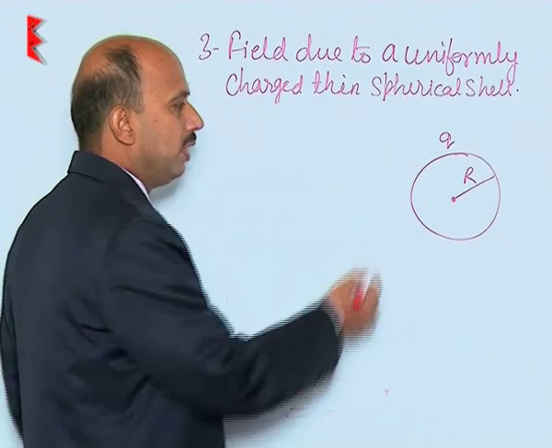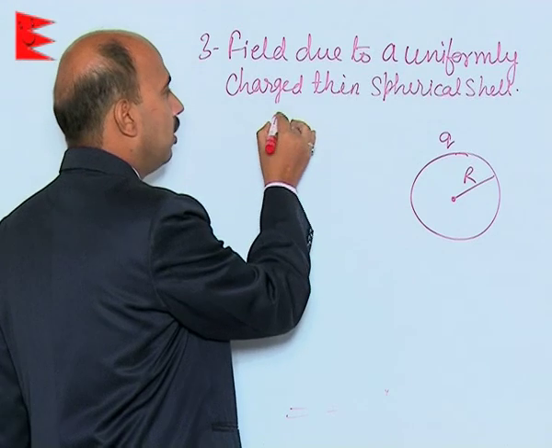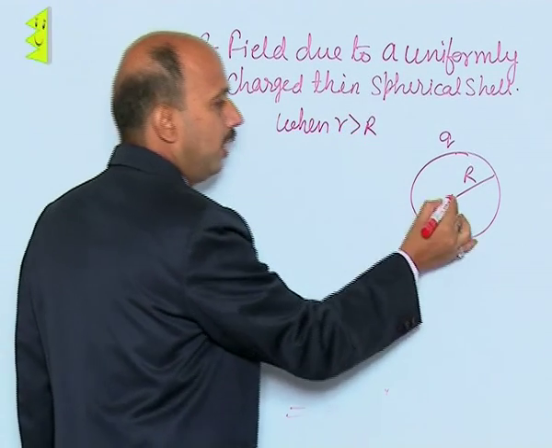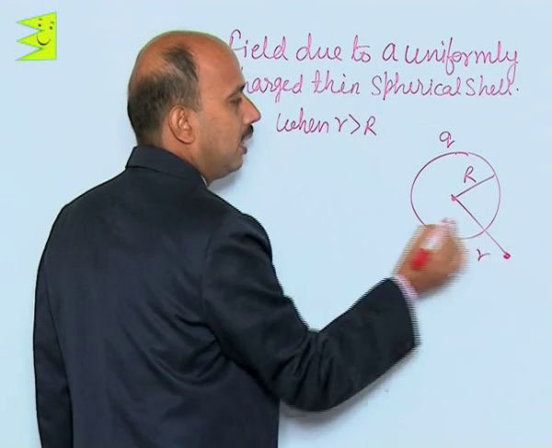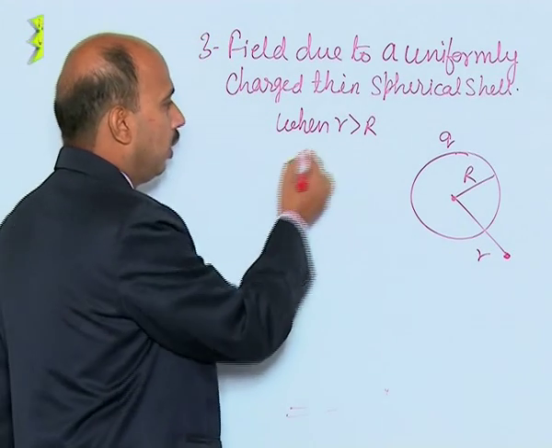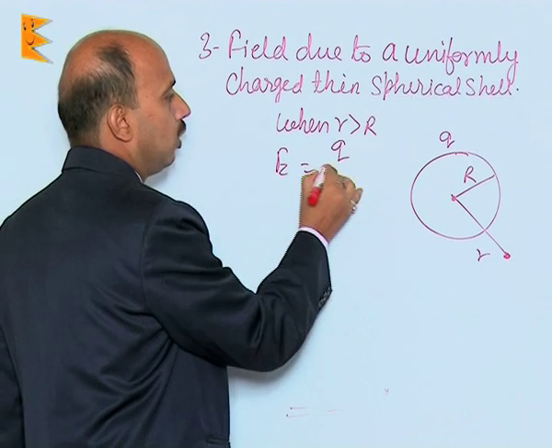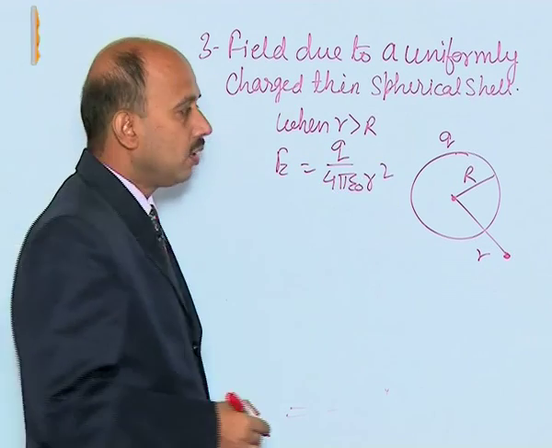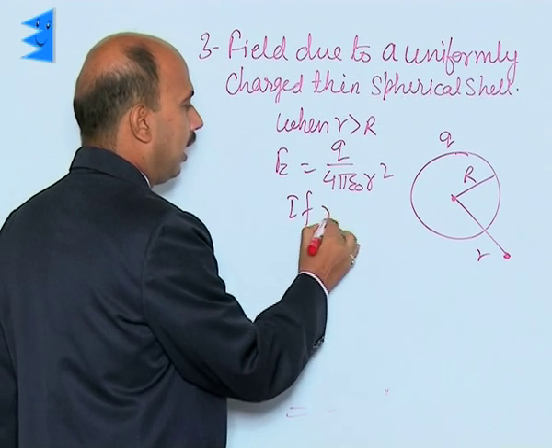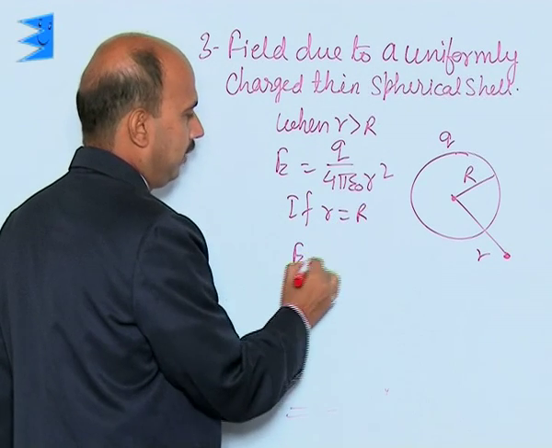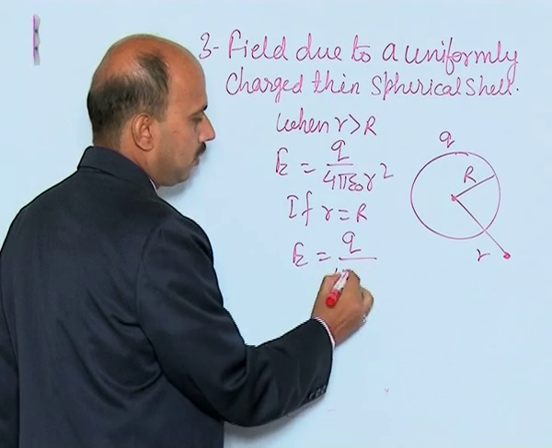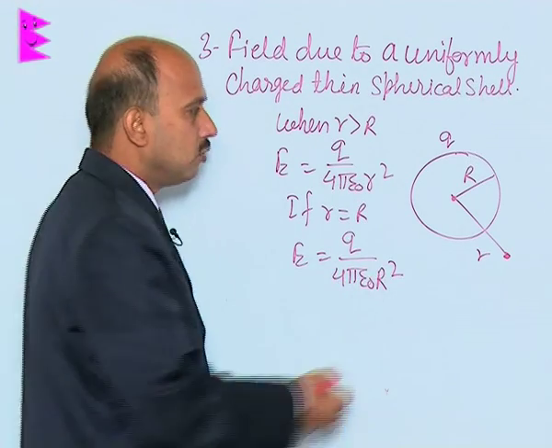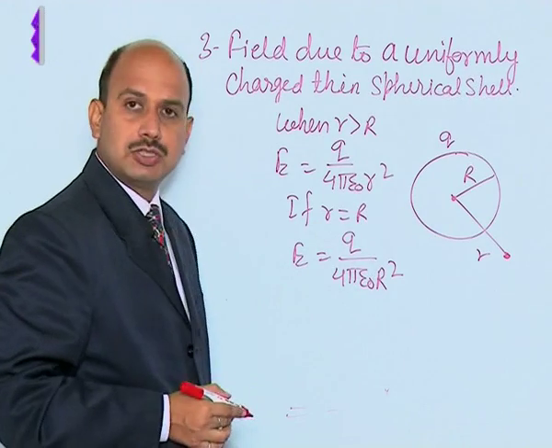So, in the first case, when r is greater than R, the point is somewhere here, and we calculate electric field intensity at this point. We have got E is equal to q by 4 pi epsilon naught r square. Now, if you take r is equal to R, then electric field intensity will become q upon 4 pi epsilon naught R square. So, on the surface of this shell it is this much.